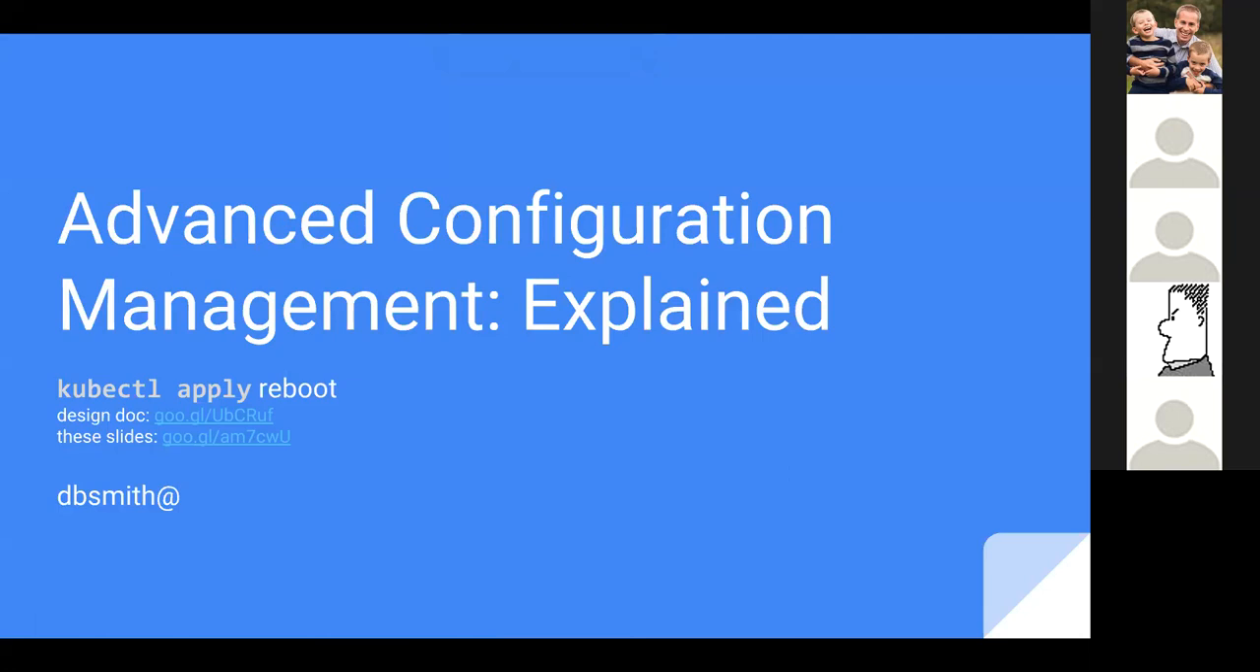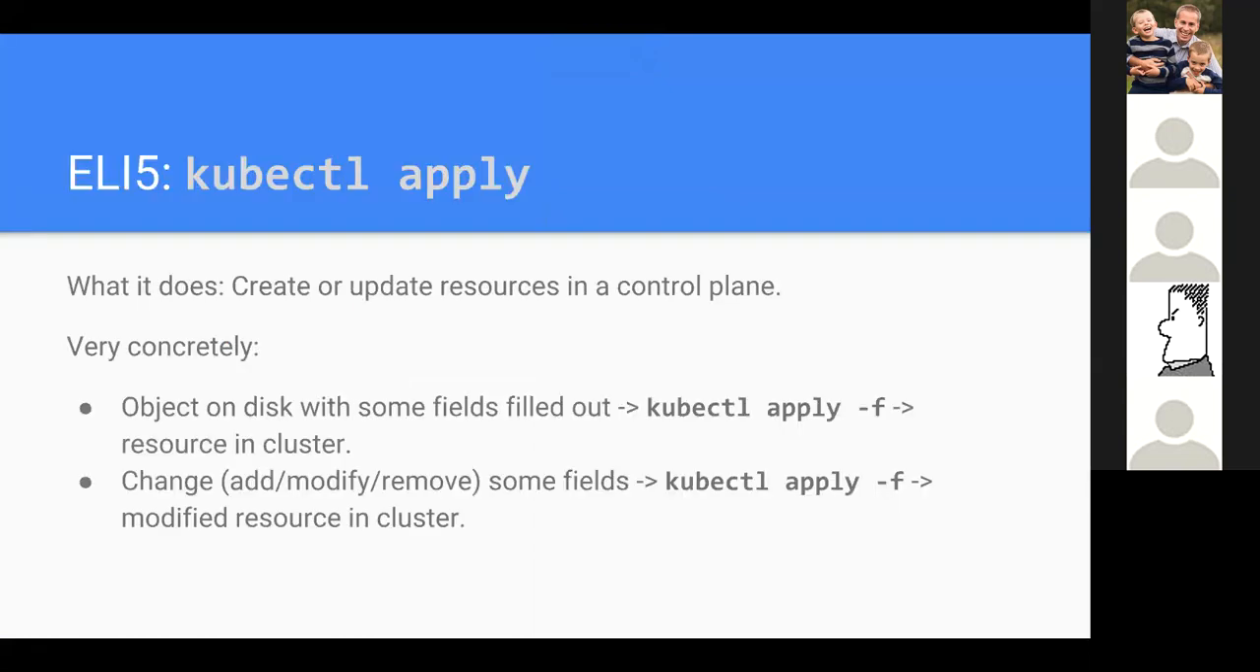So I called this advanced configuration management. This is about kube control apply, or fixing kube control apply. Should I go through the background carefully? Do people on this call have sufficient background here, do you think? Yeah, let's skip some of the background. Okay, so you know what it does.